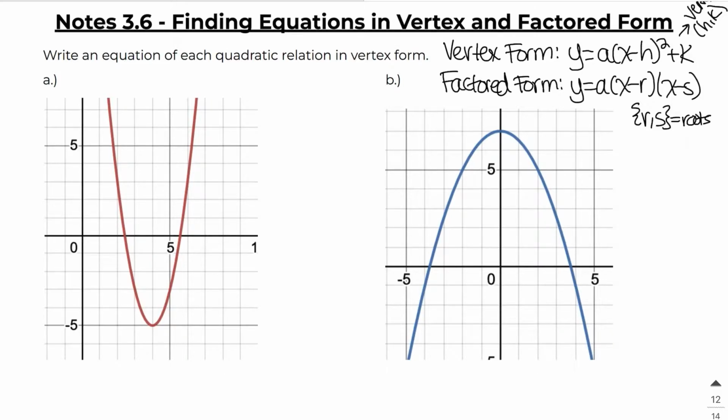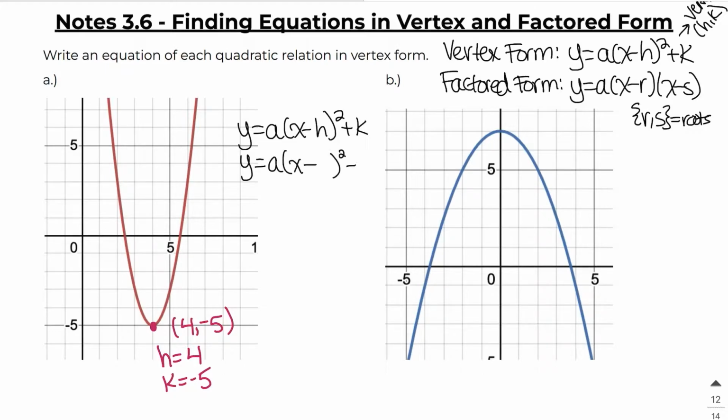So since vertex form is y equals a times x minus h squared plus k, and we know that our vertex is at this point right here, which is (4, -5), then we can say here that h is 4 and k is -5. So I can replace that inside of here. So I can say x minus 4, quantity squared, and then minus 5. But I still don't know the a value, and that's why I left this as an a, because I don't know what it is. So what I need to do now is I have to get another piece of information to find out what a is.